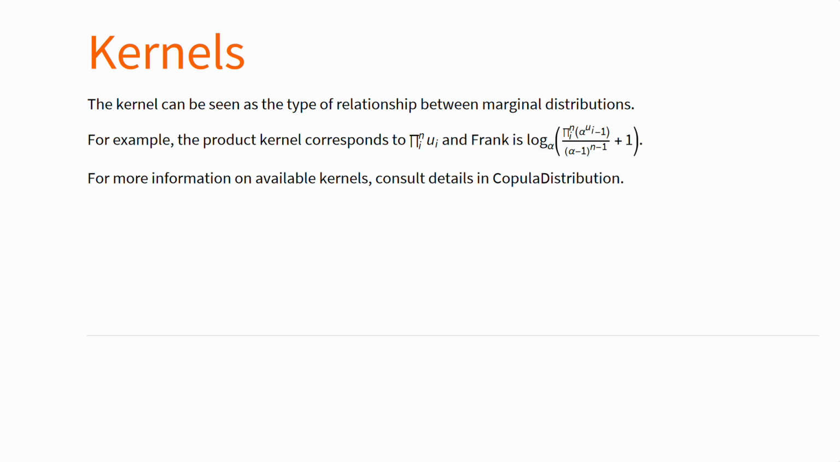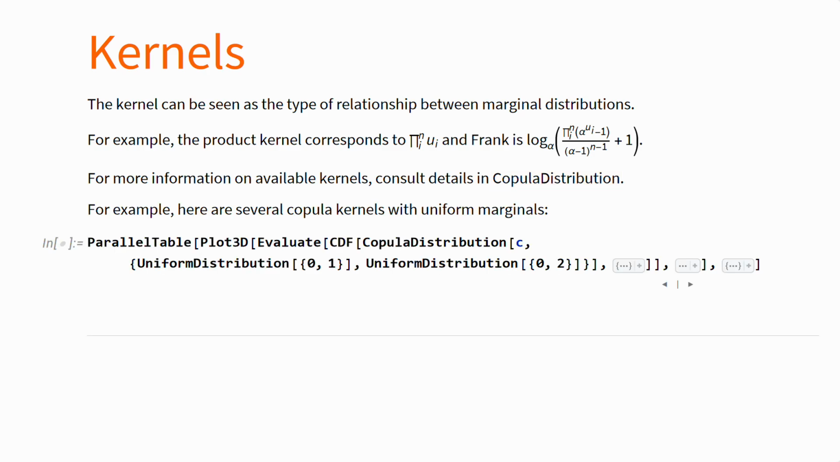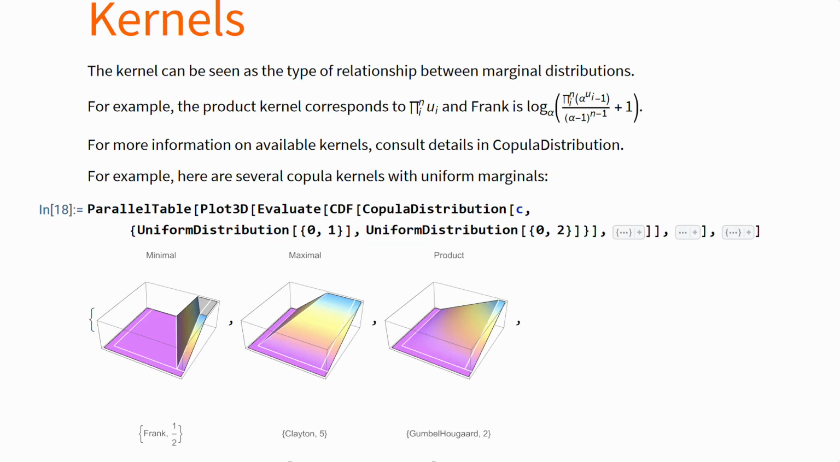So what is this dependence magic called? The kernel, also called the copula, but never copula distribution, is the type of relationship between univariate distributions. If you want more information, you can consult the documentation of this function. But just to show you how diversified and interesting those relationships are, I'll apply most kernels on two simple uniform distributions. And the result speaks for itself.